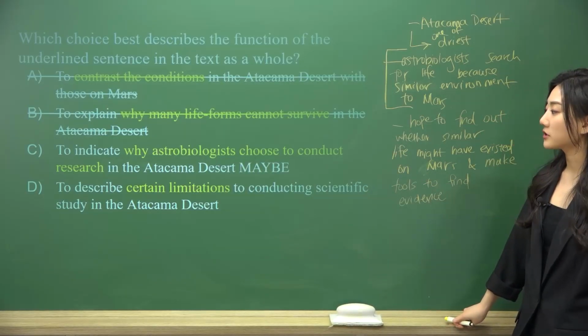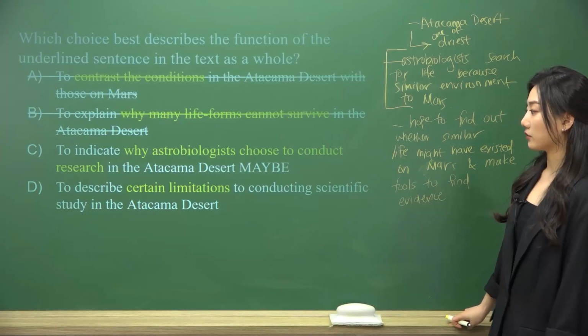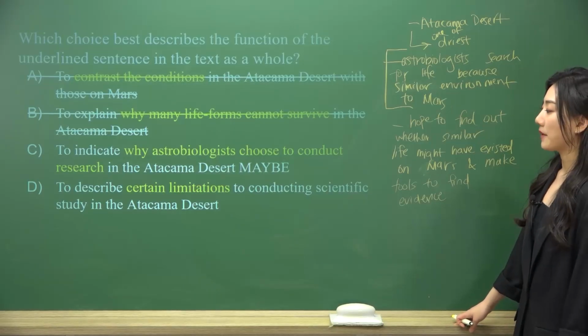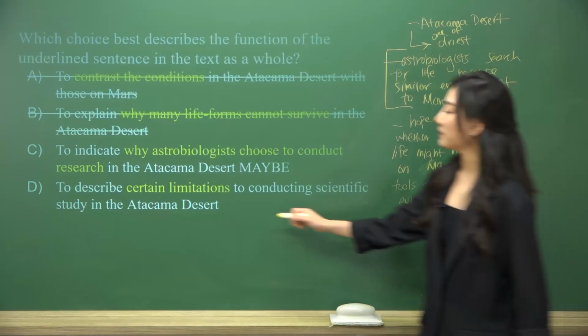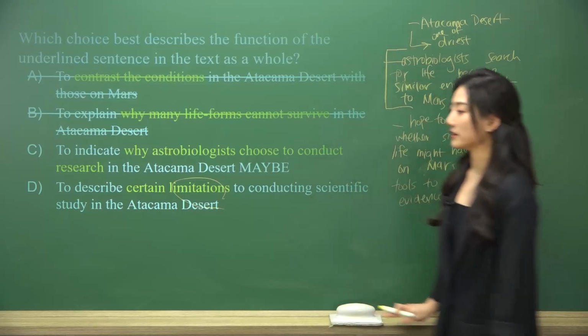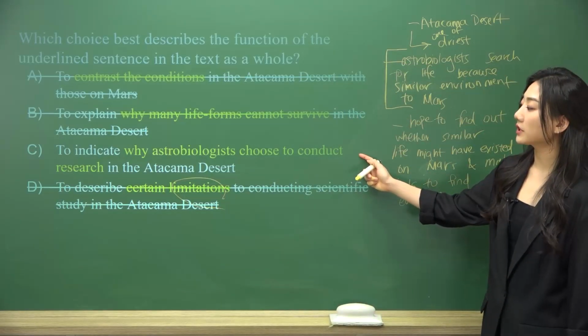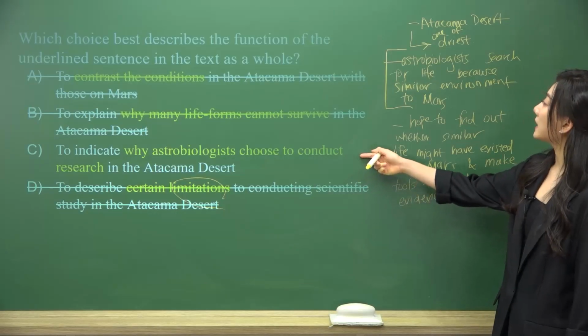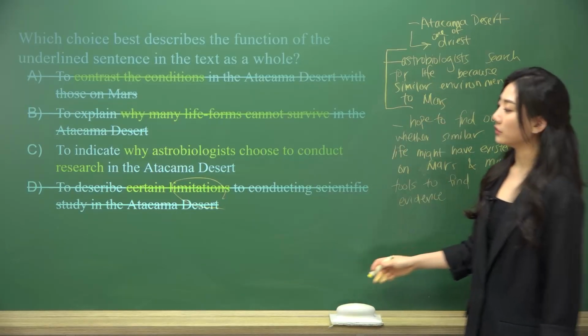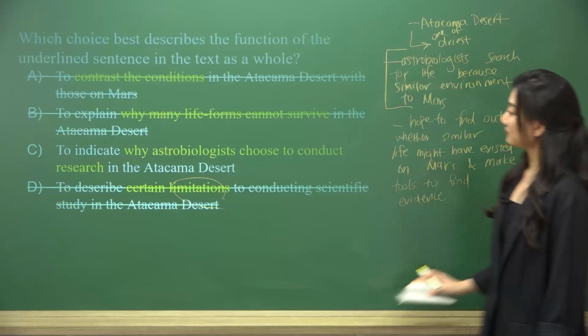And D, to describe certain limitations to conducting scientific research in the Atacama Desert is incorrect. They did not mention any limitations. Our answer is C. They choose to conduct research in the desert because it is similar to Mars's environment. Like that.